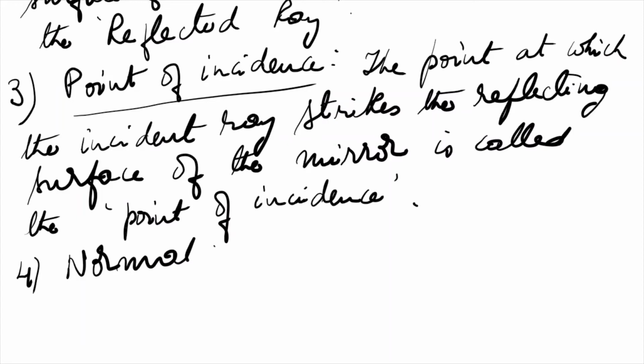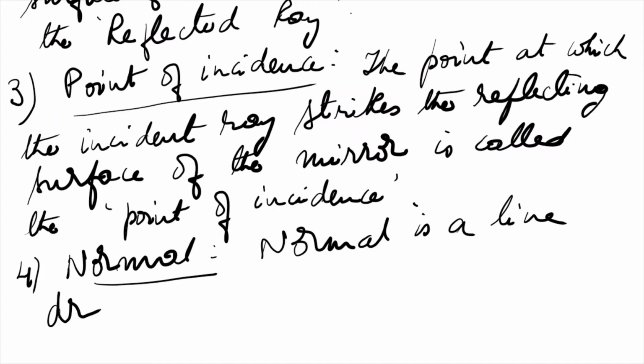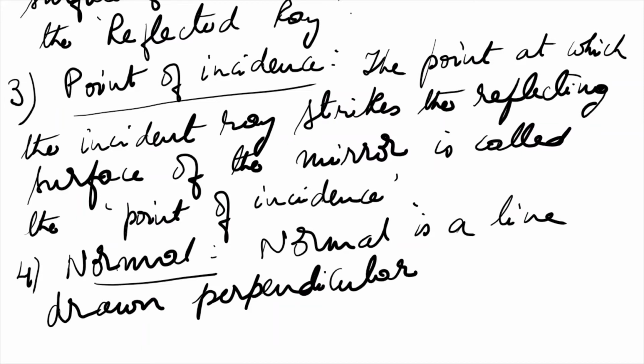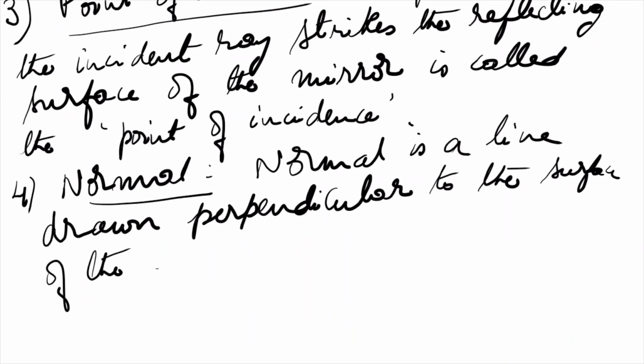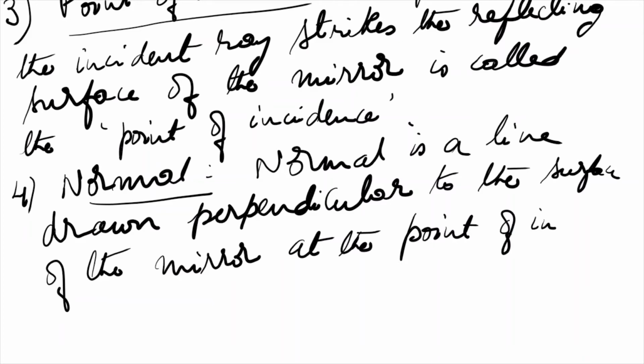Normal is a line drawn perpendicular to the surface of the mirror at the point of incidence. Okay, these are the terms that we have learned so far.